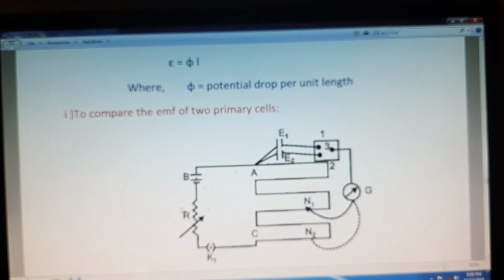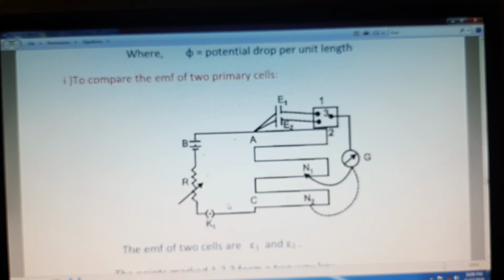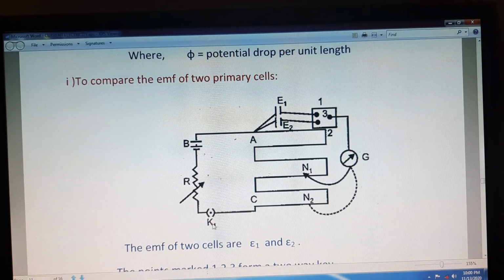Next, what is the use of the potentiometer? The application of the potentiometer is to compare the electromotive force of two given primary cells, and to determine the internal resistance of a given cell. So we can observe this circuit. This is the key and variable resistance and a battery, E1, E2 or epsilon 1, epsilon 2, two cells of different electromotive force.